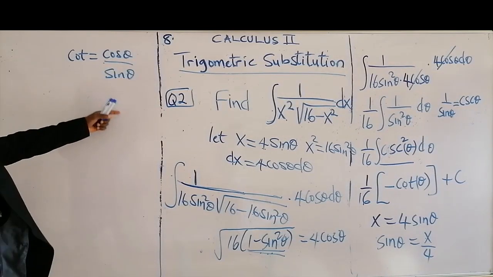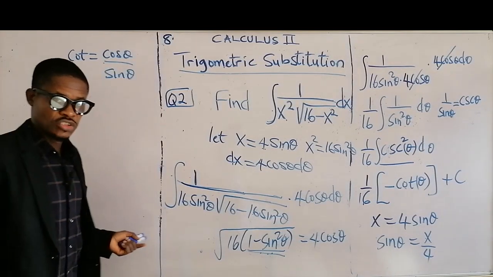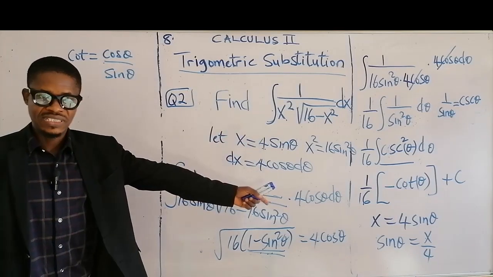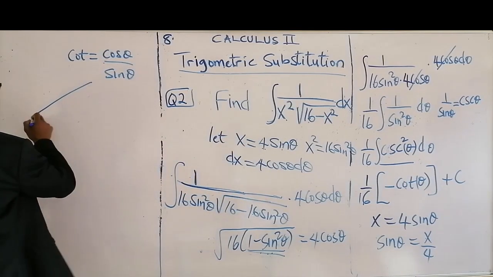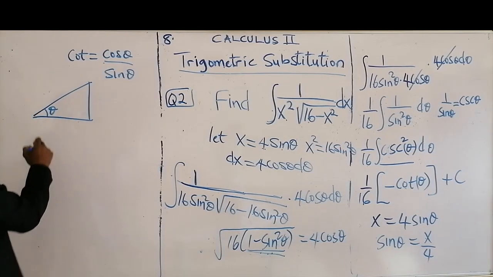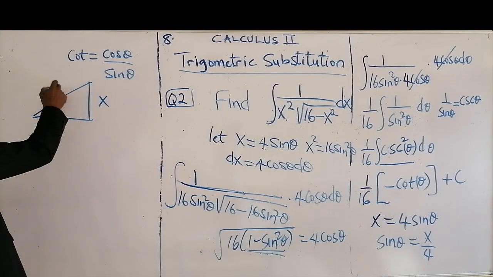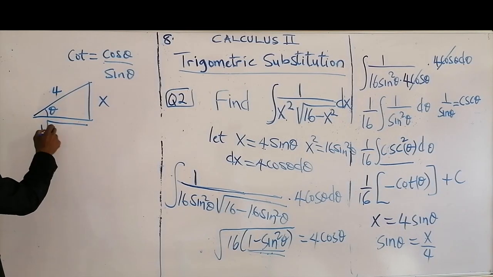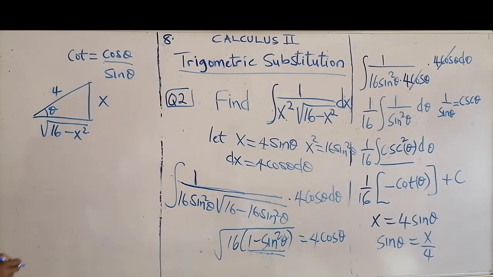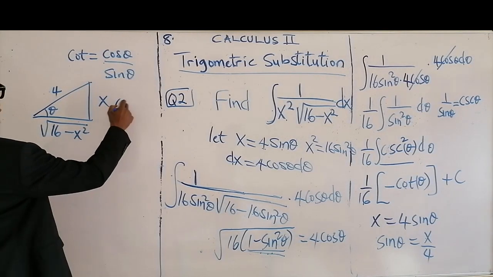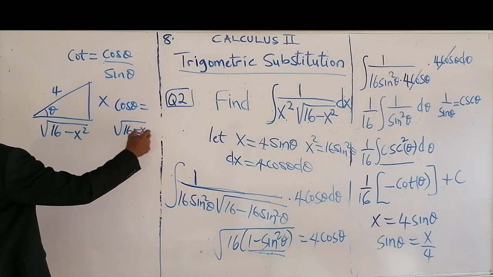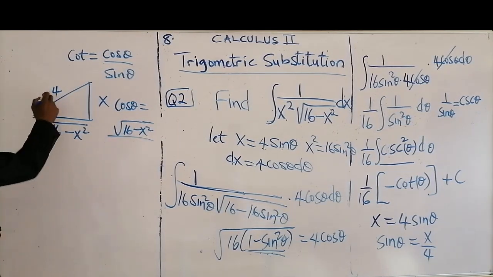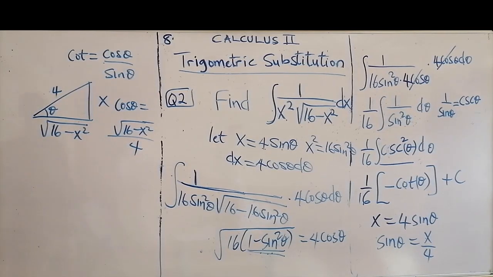That means we need to get the trig ratio. We already have sine theta, and we need to get cos theta. Sine theta is opposite over hypotenuse. Then we can find this side, which is 4 squared, that's 16, minus x squared. Then we can get cos theta. Cos theta is adjacent over hypotenuse, which is the square root of 16 minus x squared, over 4. So that's cos theta.